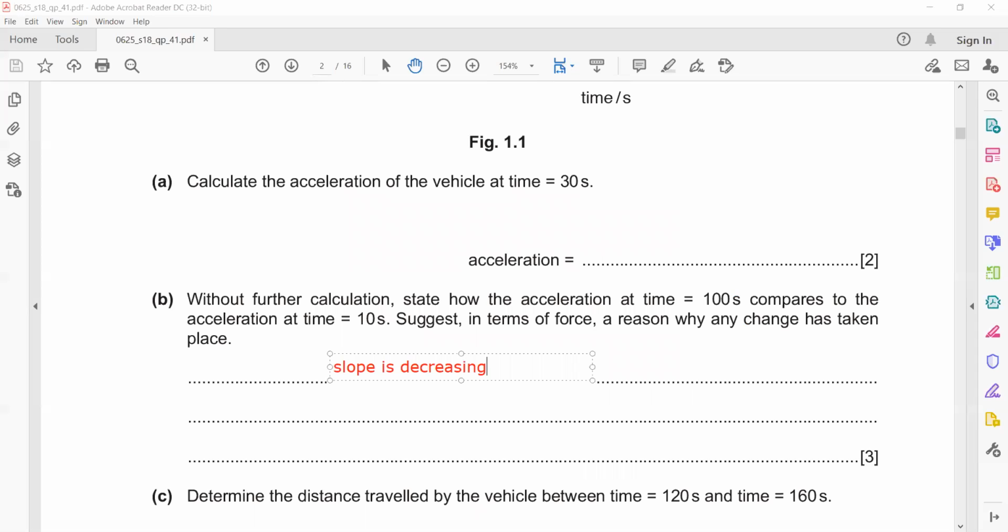Sir, is it necessary to mention the slope? When you use the graph, it's better to use the term slope, but even if you mention that acceleration is decreasing, that can also give you the mark, because the slope and acceleration are the same thing. Okay. Yeah.